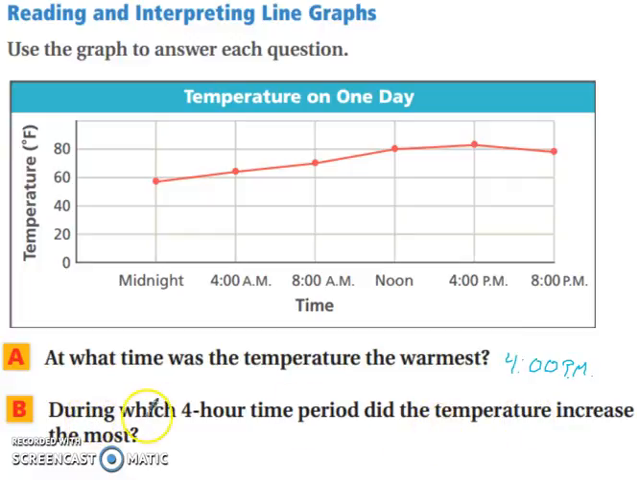Alright, so now during which 4-hour time period did the temperature increase the most? So at this time, you're going to look for your steepest line segment, because that's when it will have increased the most. So from 8 o'clock a.m. to noon. 8 o'clock to noon has the steepest line segment.